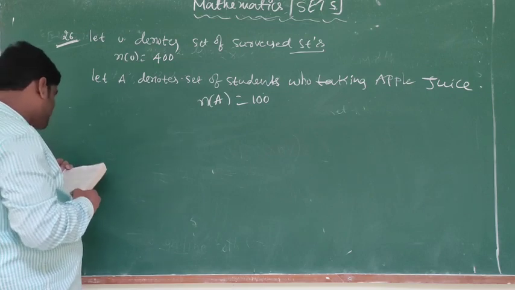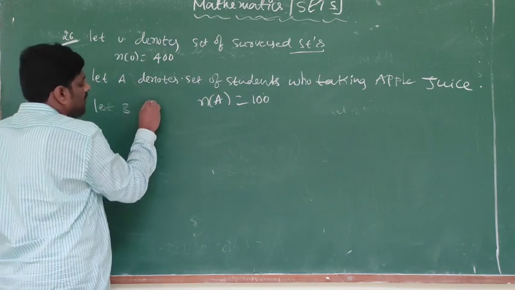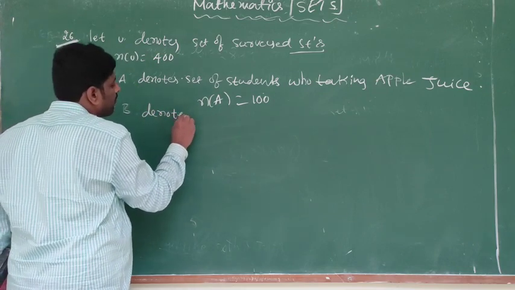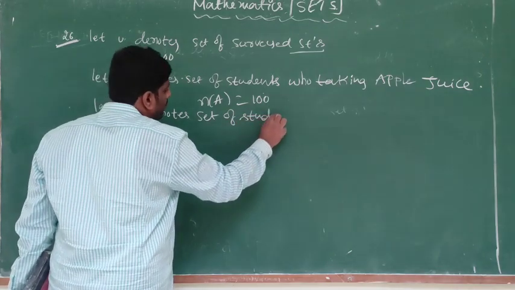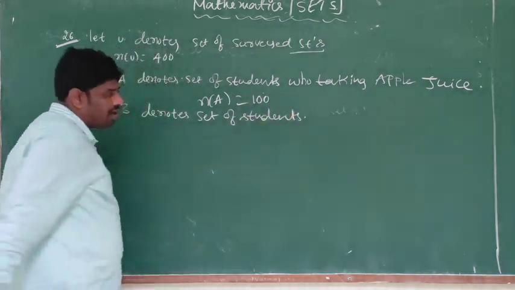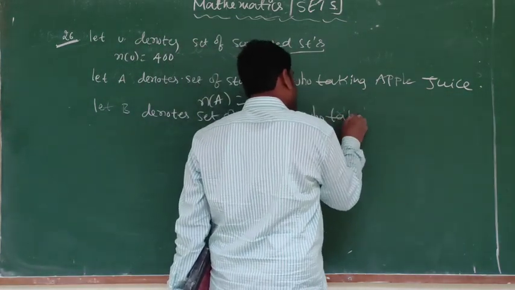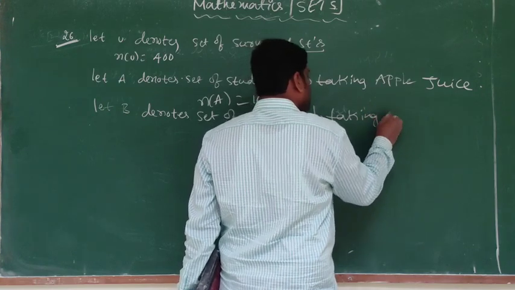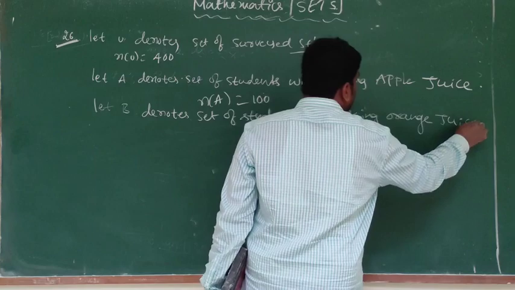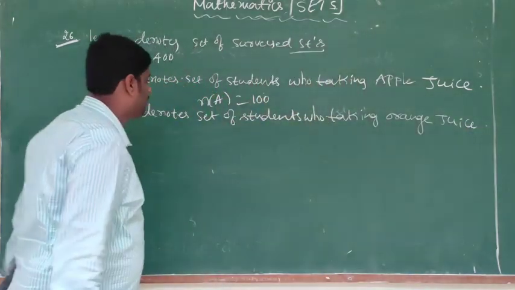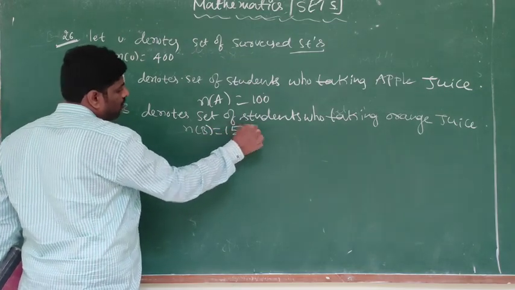150 take in orange juice. Let B denote the set of students who take in orange juice. n of B is equal to 150.